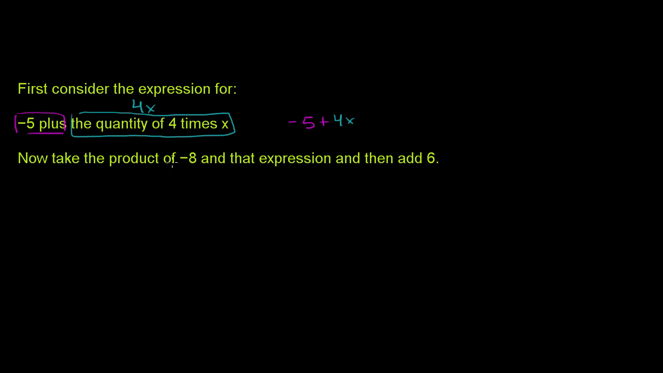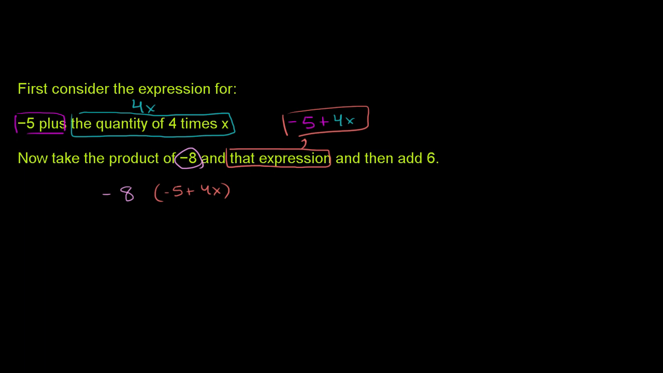Now take the product of -8. So we're going to take -8, and we're going to multiply the product of -8 and that expression. So we're going to take -8 and multiply it. That expression is this thing right over here. So the product of -8 and that expression is going to be -8 times that expression. That expression is -5 plus 4x. So that's -8, and that's that expression.